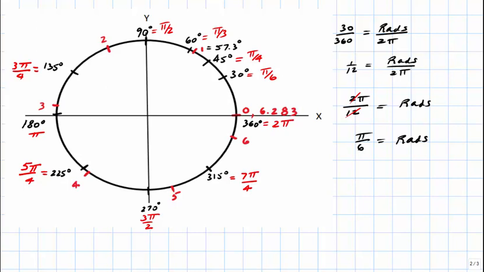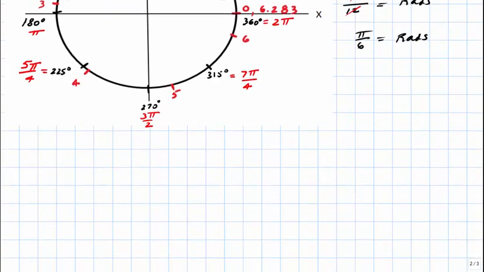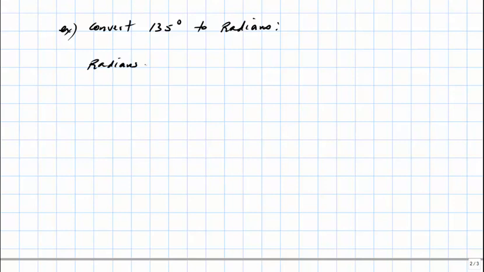We will now introduce a couple conversion examples. In this example, we would like to convert 135 degrees to radians. This is just a straight conversion. We're looking for radians. We're given degrees.